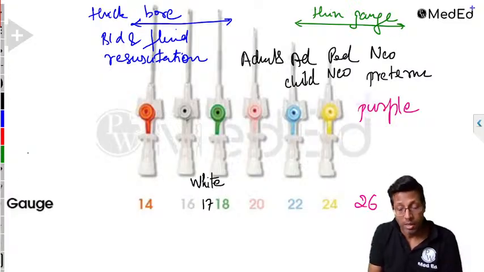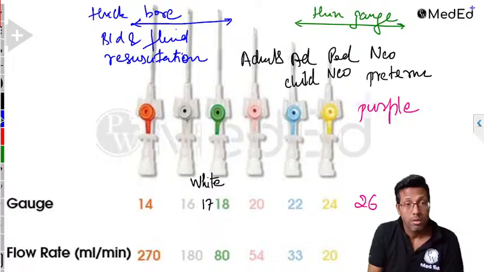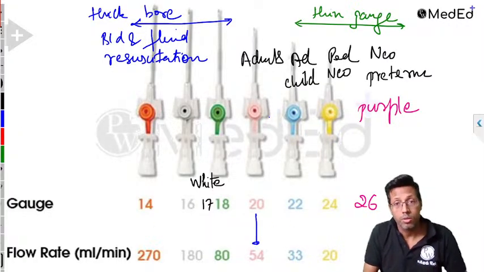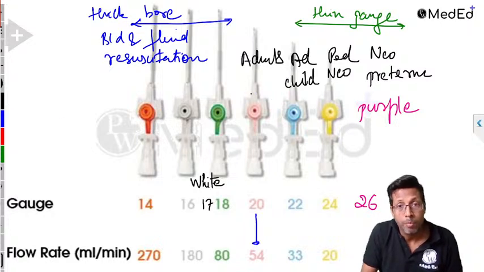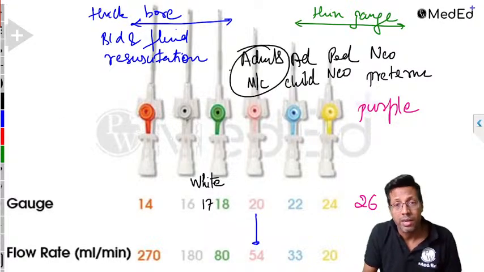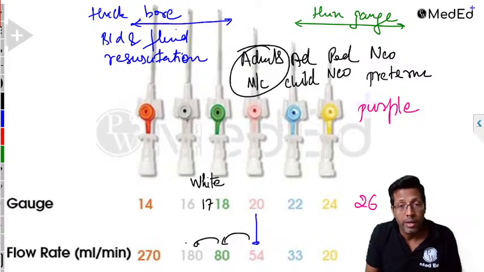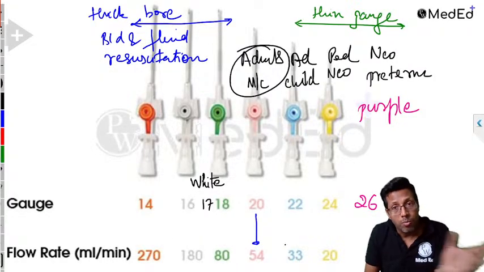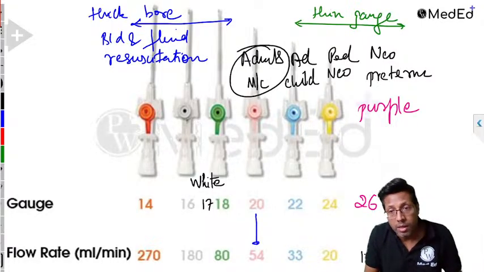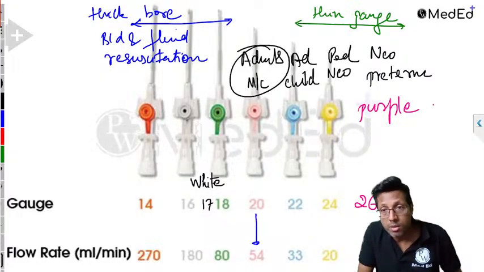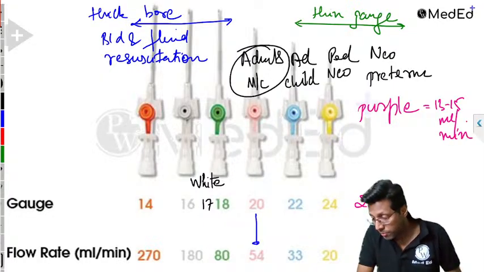Right, so many times they might ask you regarding the flow rates. Remember, around 50 is the center one. This is the most commonly used by everyone. You will find the pink one, all of you have used it the most, in adults. It will give somewhere around 50. The thick ones will be double of that, 80, 180, 270, that's the flow rate. And the smaller ones will be half, so 33, 20, and the purple one will give you around 13 to 15 ml per minute. This is the flow rate. All right.